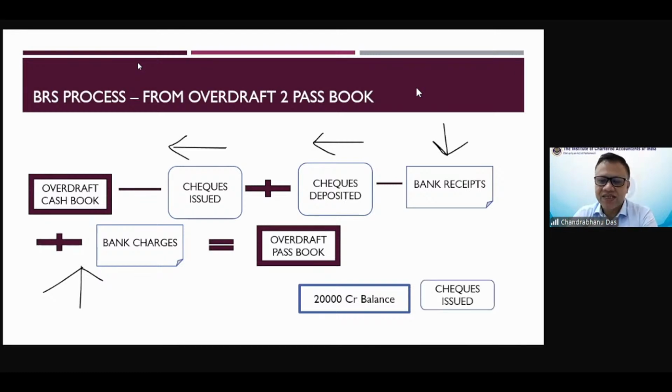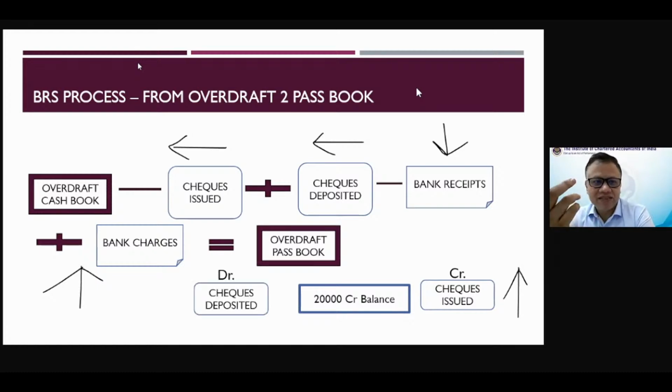Now, whenever you're issuing checks, what happens? When the check is issued, definitely the balance will decrease, as cash will go out. It is an outflow of cash. So checks issued is a credit balance. Now 20,000 was a credit balance, and checks issued is a credit balance, so the credit balance increases. Similarly, when you deposit checks, it is a debit balance, right? So it decreases your overdraft balance. Credit balance and credit, it increases the credit balance. Credit balance and debit, it decreases the credit balance.